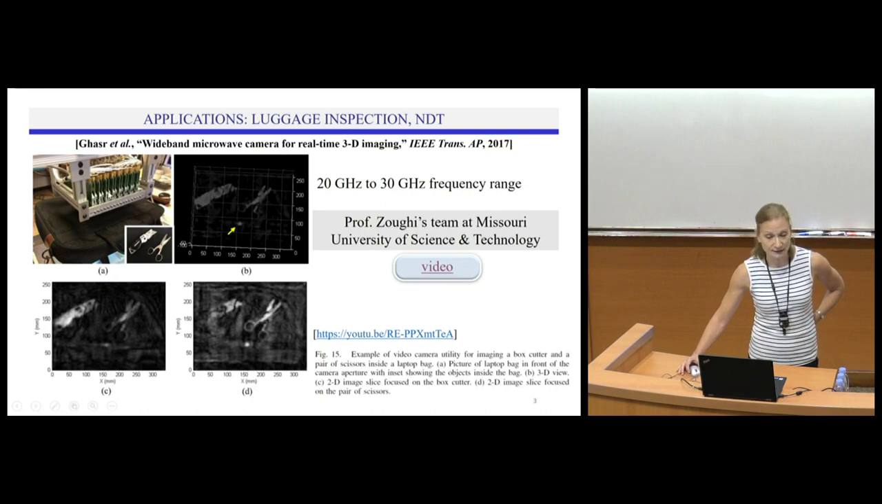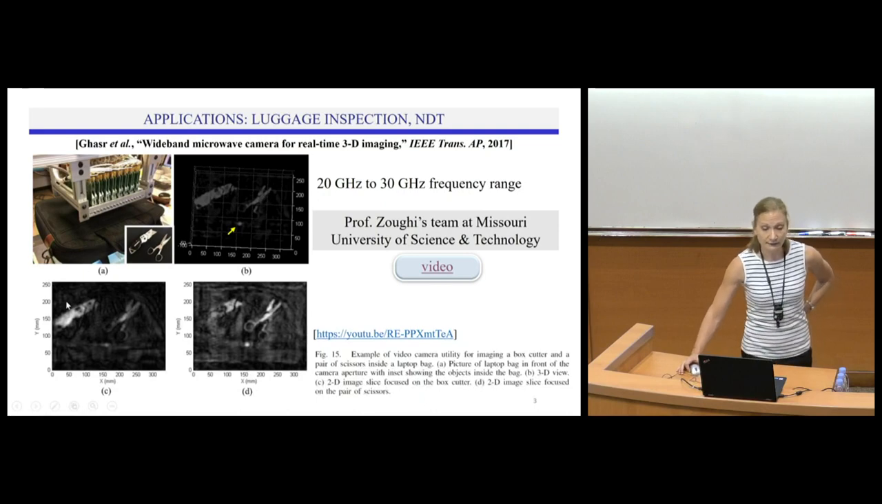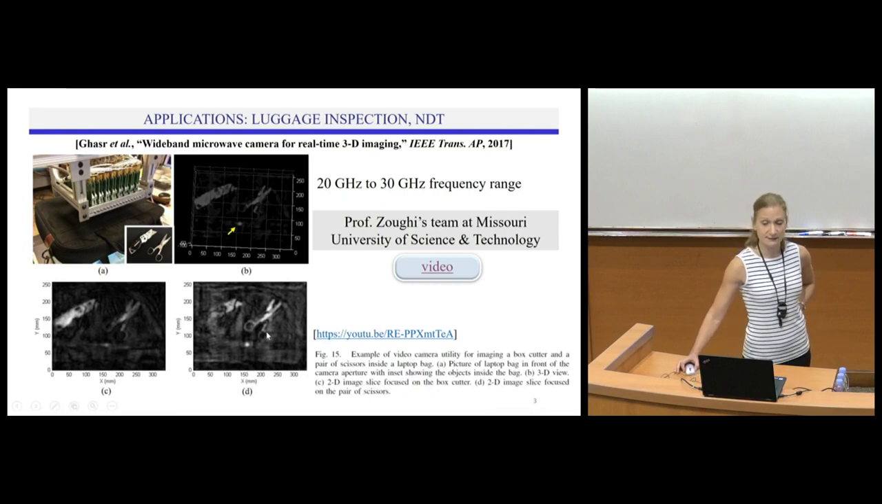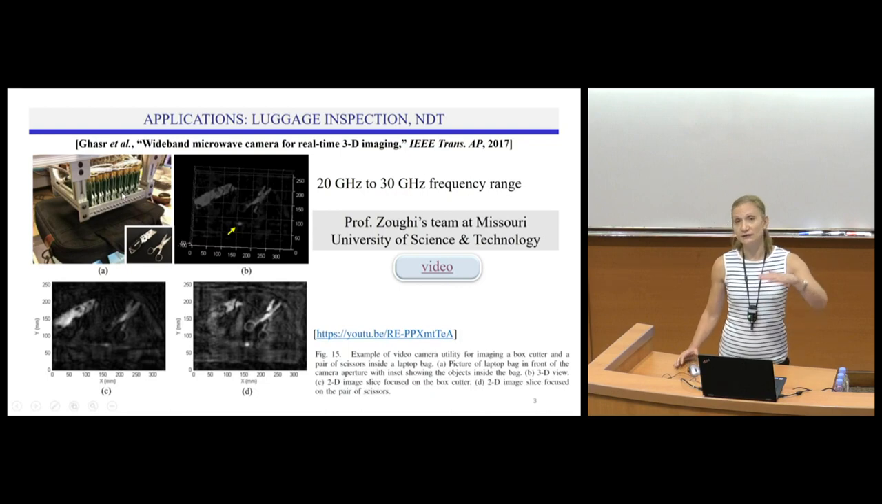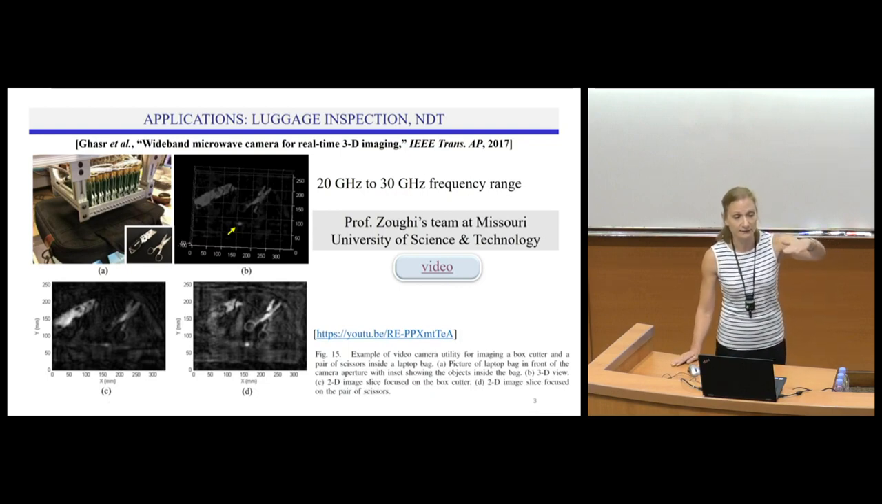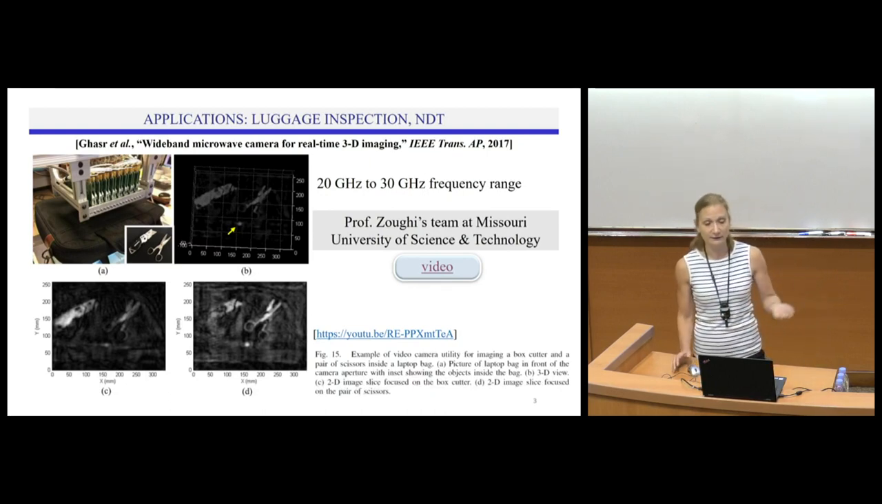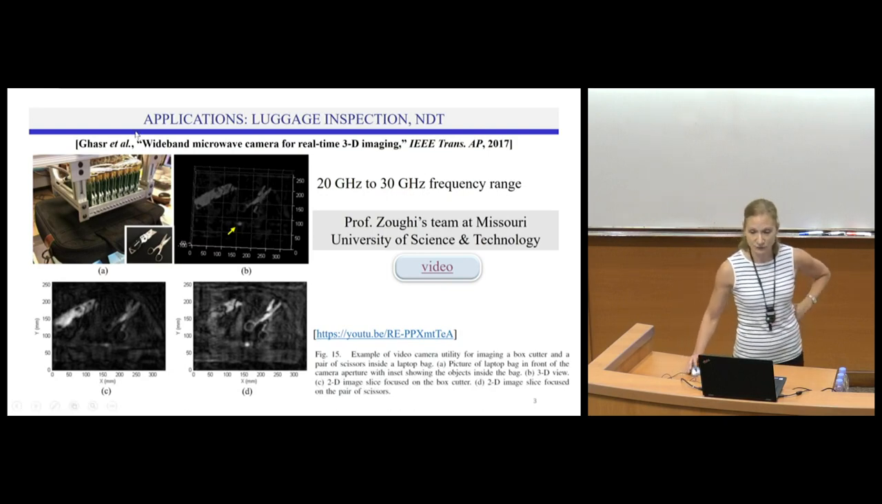What you see here is the camera itself, positioned over a computer bag that in one compartment has a box cutter, in another compartment has scissors. The system performs 2D imaging, but it can focus at different depths, and therefore it, for all practical purposes, can perform 3D imaging by 3D rendering from sliced images. So you can observe that indeed the images are generated in real time.